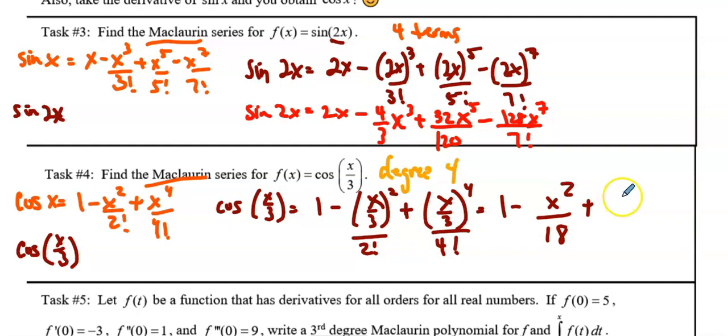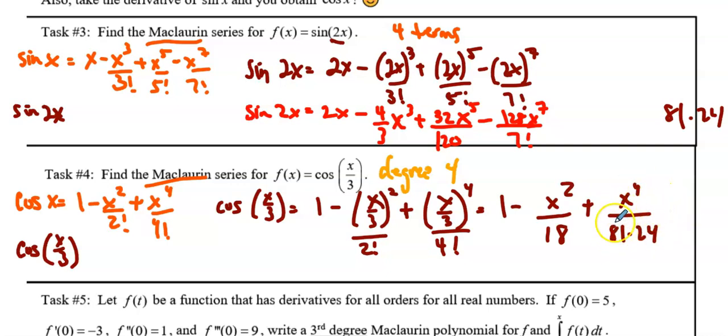And then plus, we're going to have x to the 4th. We're going to have 3 to the 4th, which is 9, 27, 81. 81 in the bottom. I'm going to do a little side note here. Times 4 factorial. 4 factorial is going to be 24. Oh, that's going to be a huge number. So let's just do 81 times 24 is our answer.